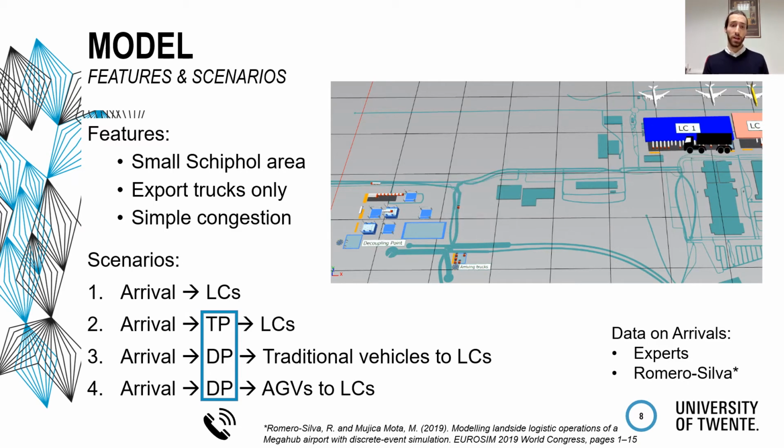Now, the other scenarios have a calling system. So basically, trucks go to the truck parking area, and when they're called, they move to the logistics center. Otherwise, for scenario 3 and 4, we first have trucks going to the decoupling point, and then in scenario 3, other traditional vehicles, yard tractors, for example, move the freight to the logistics center. Otherwise, we have automated vehicles moving freight to the logistics centers.